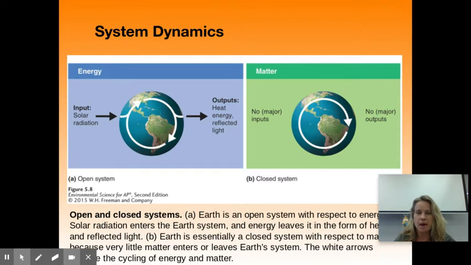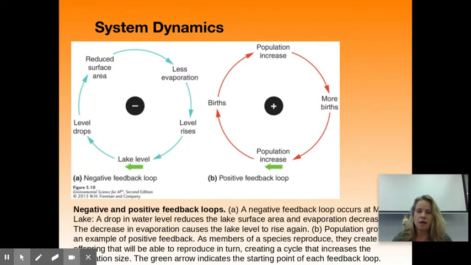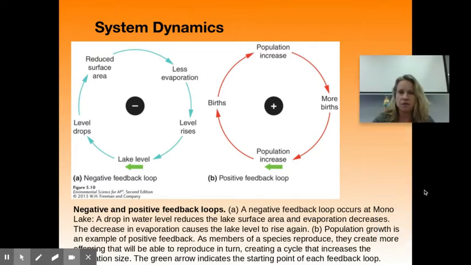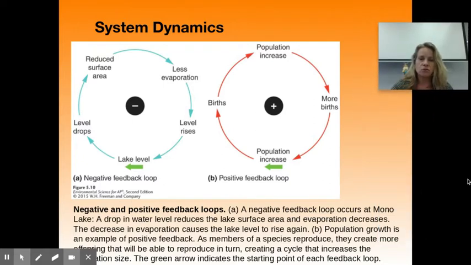Energy, not so much, but matter coming in and out, that would be an open system. All right, so in class, we also looked at positive and negative feedback. Positive feedback, remember, has nothing to do with being good. Positive feedback just means that it's continuing to escalate, or continuing to get worse or even better. Negative means that it's going back to its steady state. So let's look at these examples.